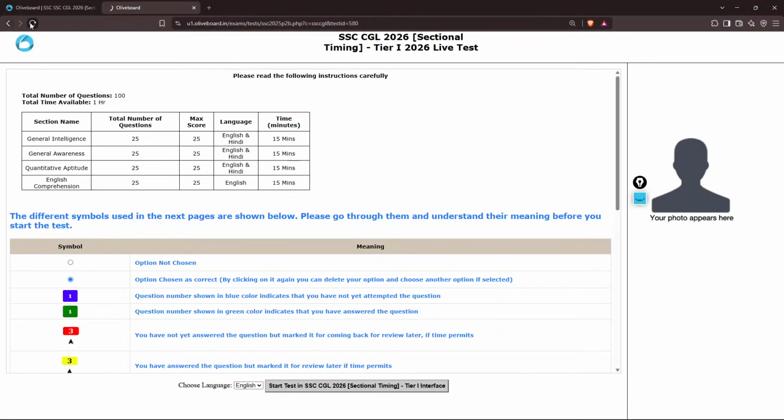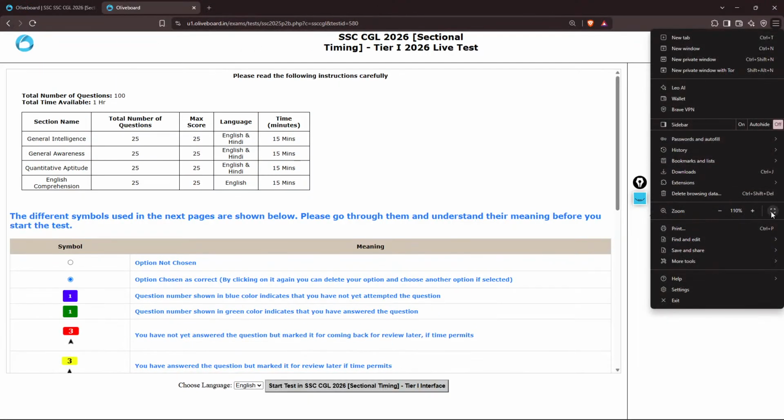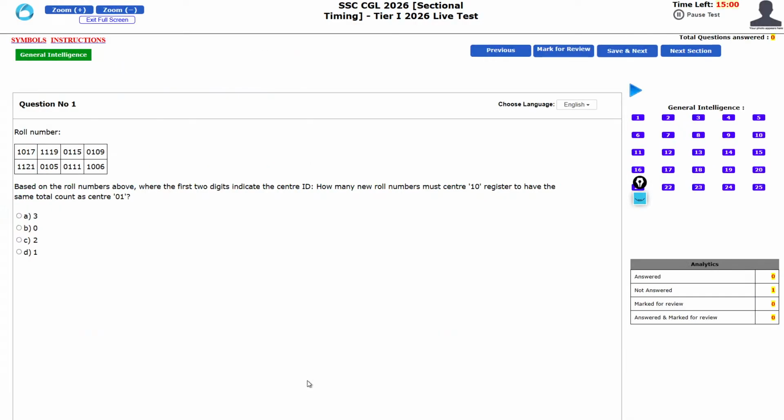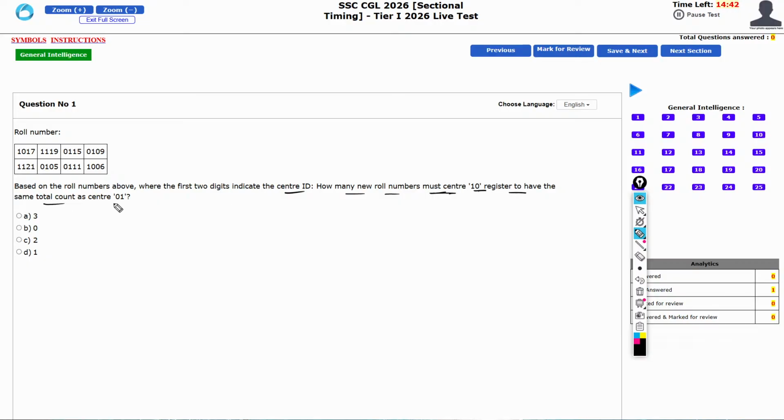Let me just refresh it once. So English. First is GI, right? Okay. So 14 gap, something else. Okay, roll number: based on the roll numbers above, where the first two digits indicate the center, and how many new numbers must center 10 register to have a total count as center.